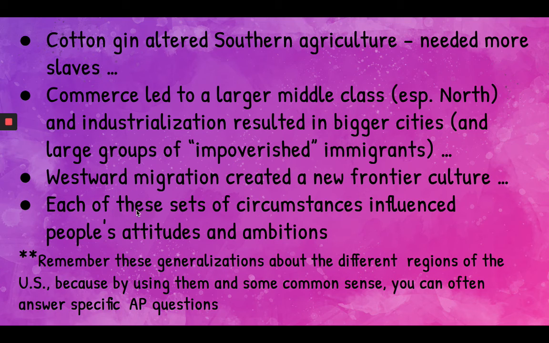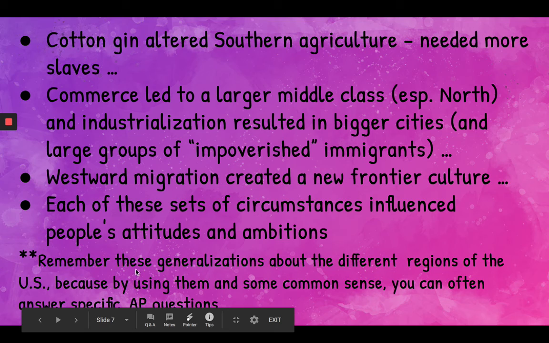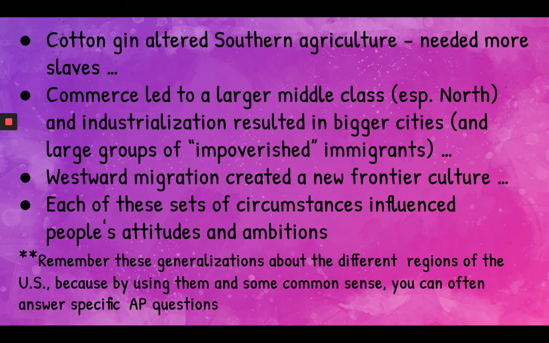So commerce led to a larger middle class, especially in the North. Westward migration created a new frontier culture, and each of these sets of circumstances influenced people's attitudes and ambitions, particularly regarding slavery and its legitimacy and morality. And a good thing to remember regarding the test is that these are generalizations about the different regions of the U.S. So see on your review guide, there's a chart, a box that breaks up social history of the North, the South, and the West. Those are the generalizations I'm talking about.